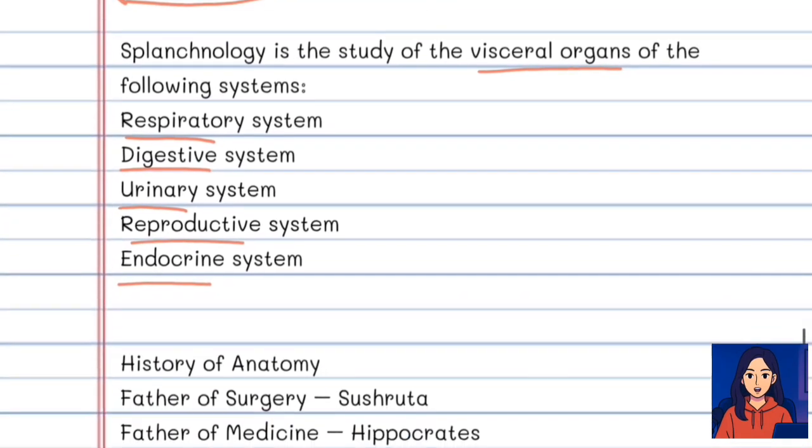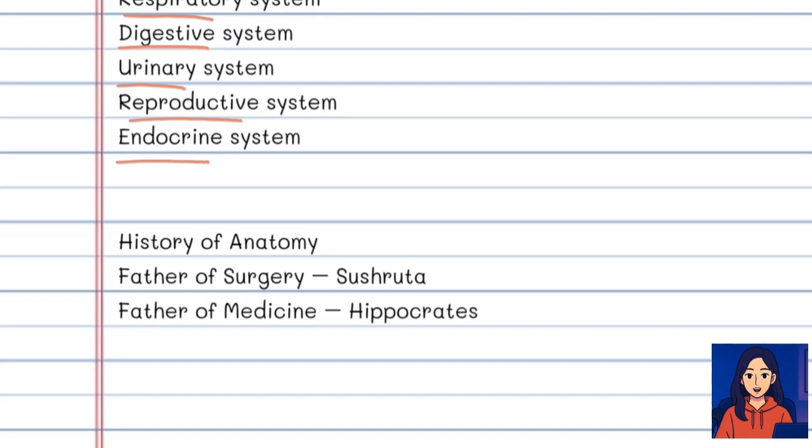Understanding anatomy also involves knowing its history. Two legendary figures: Sushruta, from ancient India, is known as the father of surgery, famous for his surgical techniques and the Sushruta Samhita. Hippocrates, the Greek physician, is honored as the father of medicine, who laid the foundation for clinical practice and ethics.